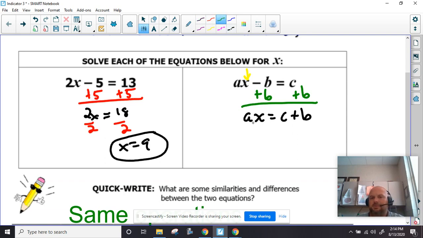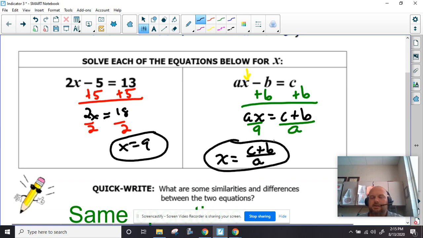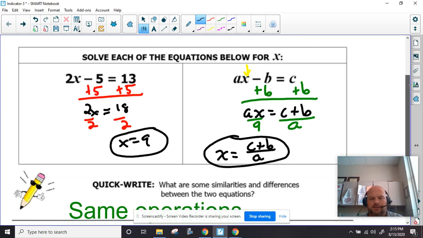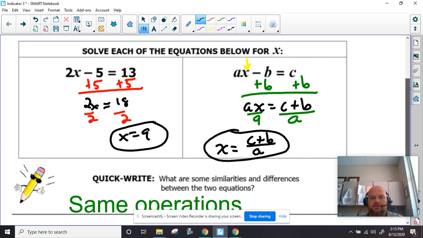Then a is being multiplied, so we got to divide. So this answer is x equals c plus b all over a. All right. Now, on the handout, it has a quick write. What are the similarities and differences of the two equations?